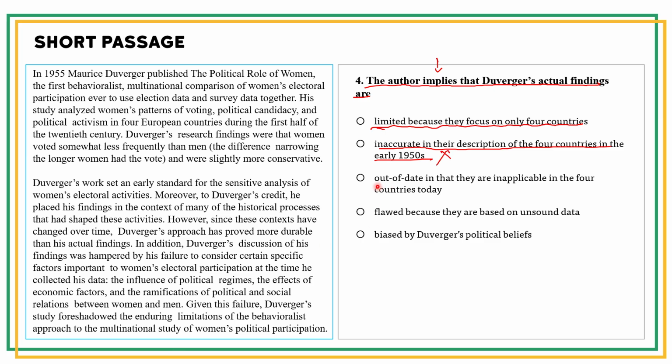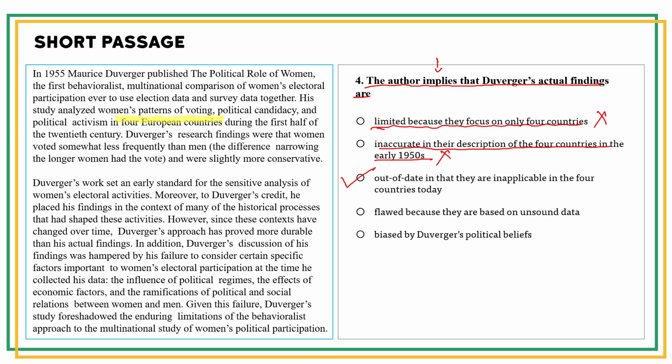Are his findings out of date in that they are inapplicable in the four countries today? I think I just read the sentence which says that, because it says Duverger's approach has proved more durable than his actual findings. And what did he study? He conducted the study on the four European countries, right? So yeah, his findings are indeed out of date. They're obsolete. The approach isn't, but the findings are. Yeah, there is an implication there. I think this is the correct option. I'm definitely going to rule A out completely.